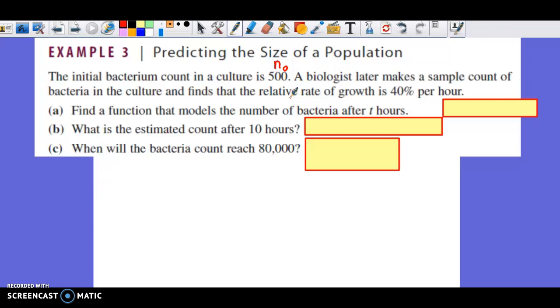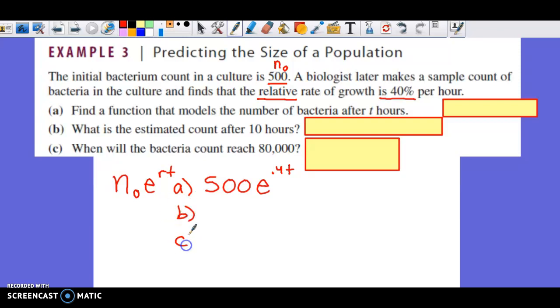Okay? So we've got the initial amount, and we've got the keyword relative, so that tells me, ooh, I'm going to use this Pert formula, and our rate is 40%, so my initial amount is 500, and e is just e, the rate is 0.4, and t is your time. So there's your part A, writing your equation.